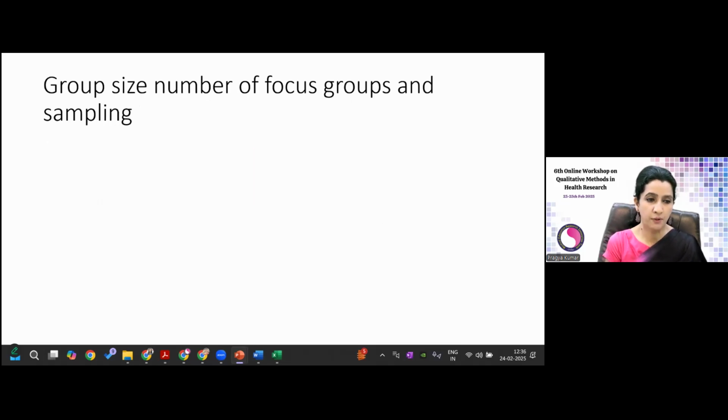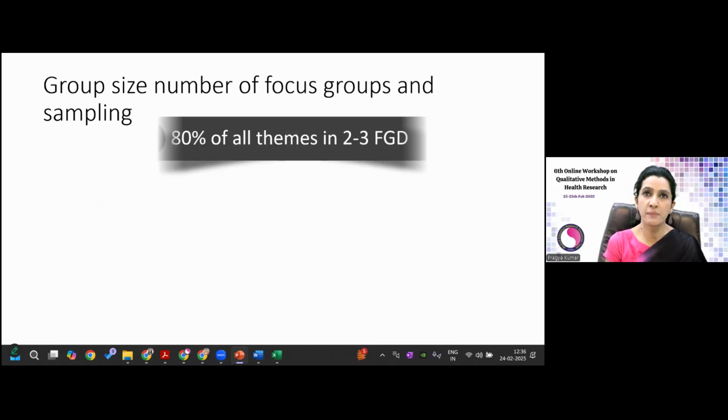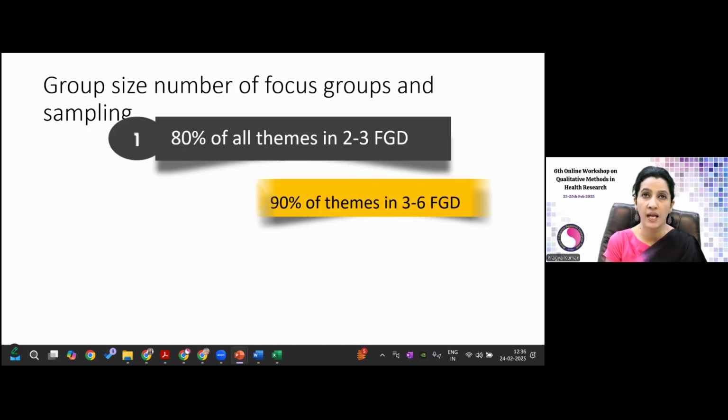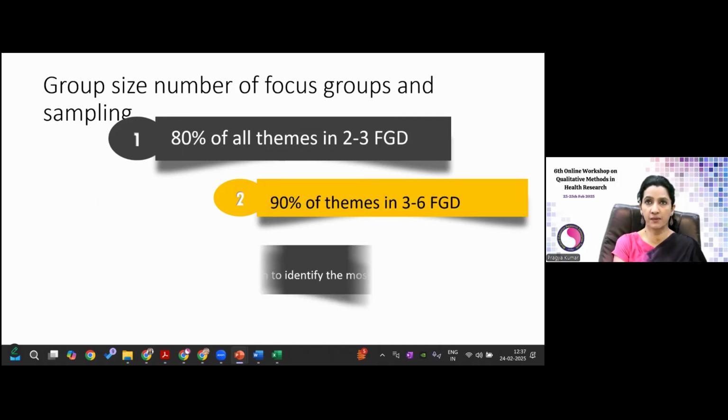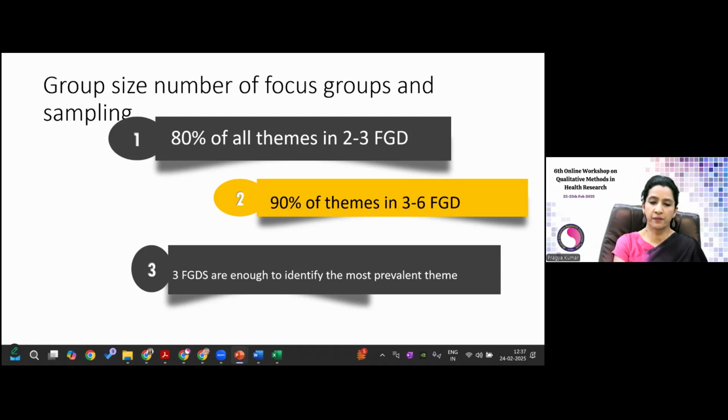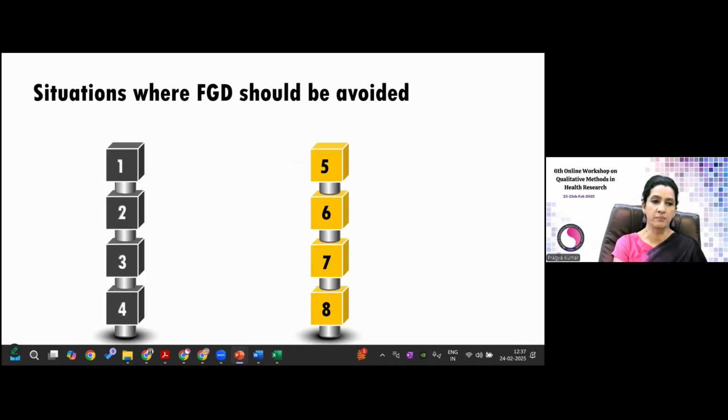Group size and number of focus groups. So 80% of themes are generally found in 2 to 3 FGDs, and 90% saturation occurs in 3 to 6 FGDs. So you can say roughly 3 to 4 FGDs are enough to identify the most prevalent themes.